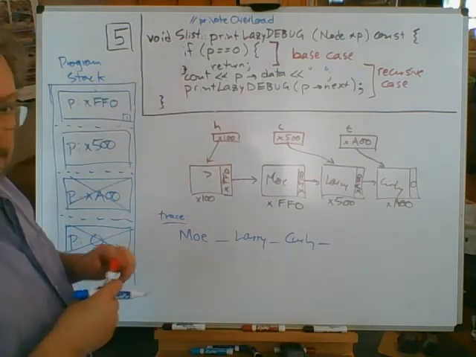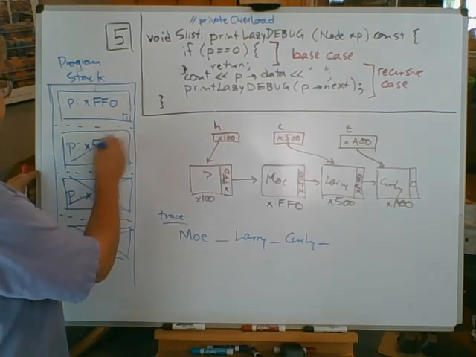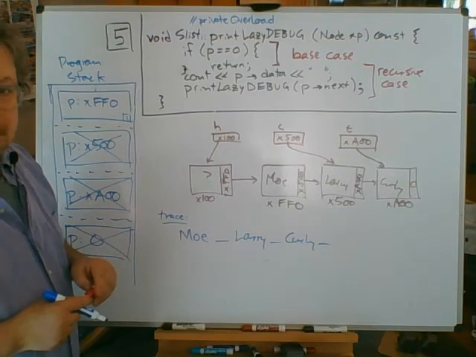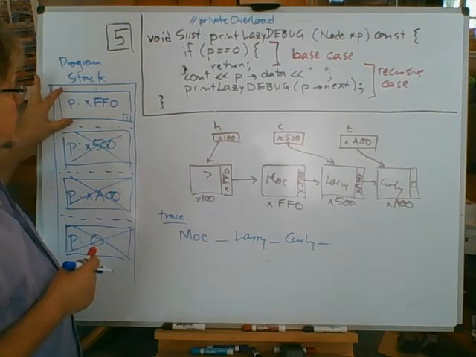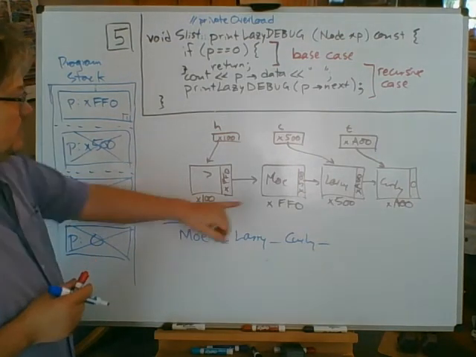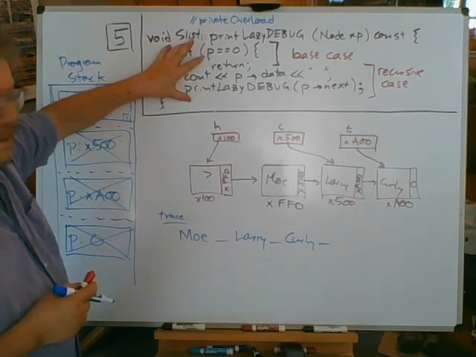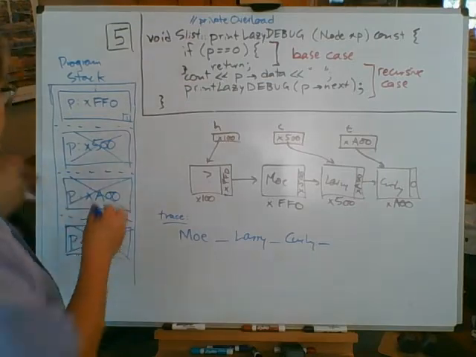There's nothing left to do there. Pop. It comes back to here. This thought the rightful value of P was FF00. That was where we started. That was the first recursive call. There's nothing else to do. Pop.